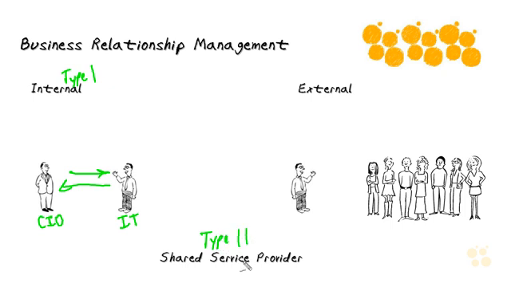The type 2 shared service provider is another way that they are described, is basically where you're an internal service provider that's providing shared IT services to more than one business unit. So they're called shared service units or shared service providers. And so the CIO and the IT guys are talking, but then this is more of a director.